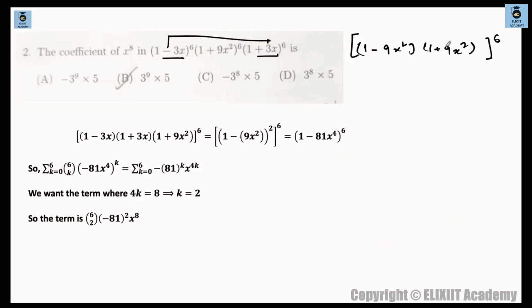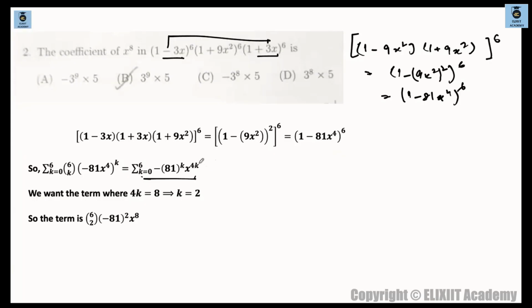And further, these two terms can be combined and we can write this as 1 minus 9x square, whole square, then whole raised to the power of 6, which means 1 minus 81 x to the power of 4, whole raised to the power of 6. So next we have to find the coefficient of x to the power of 8. I've done the calculation over here. You'll simplify using the binomial coefficient. So we want the term. Once you do the simplifications here, you'll end up getting something like this. And you need the terms for which the power must be equal to 8.